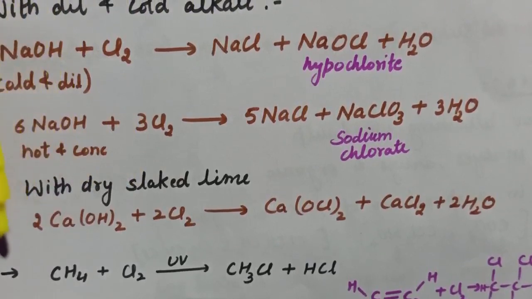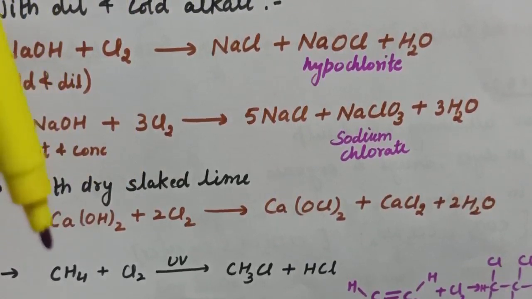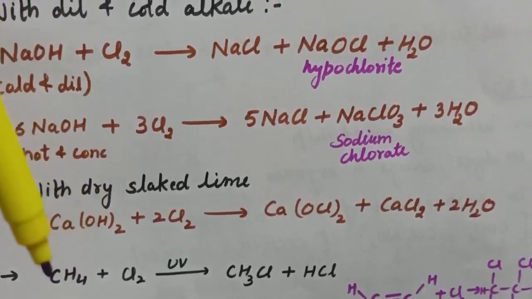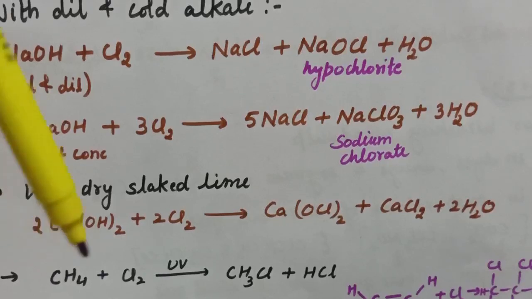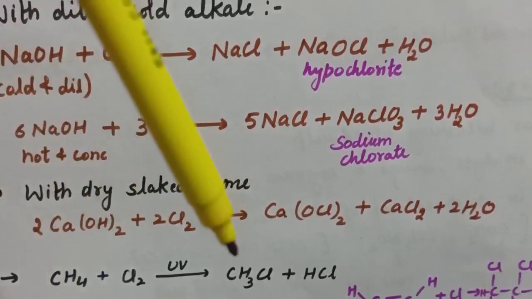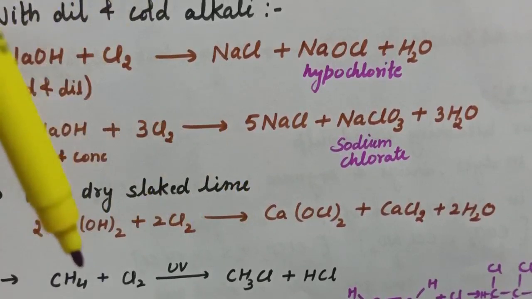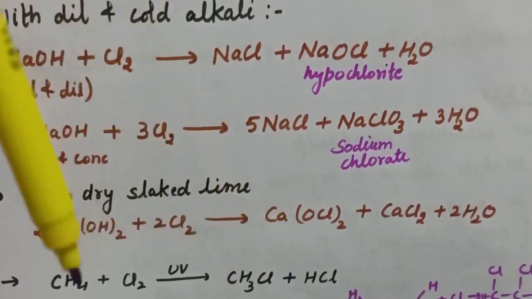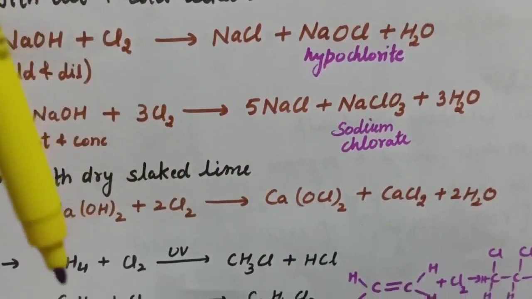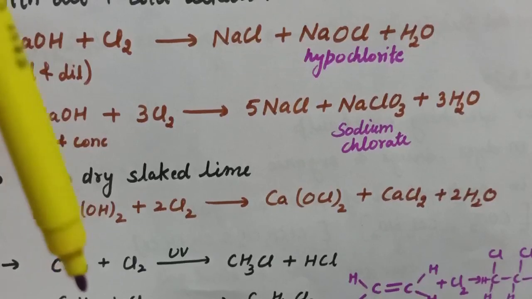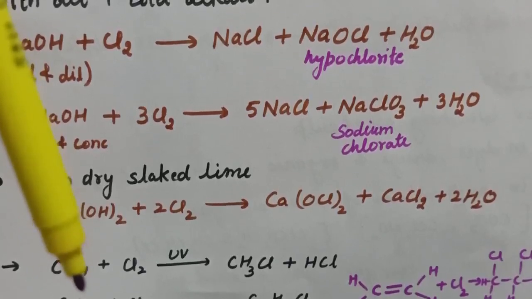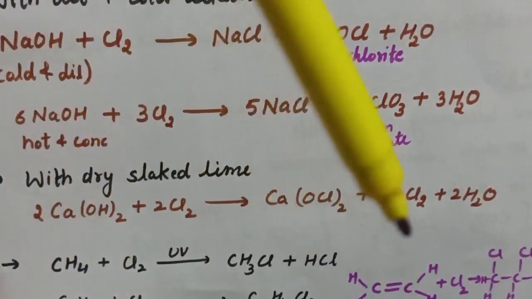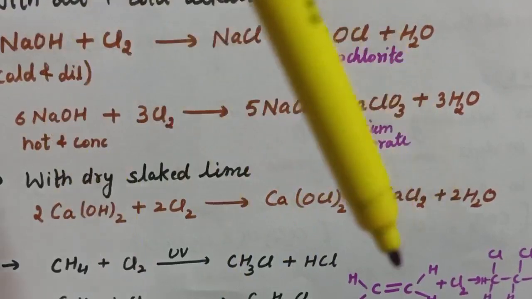Next property is chlorine also reacts with hydrocarbons. In the case of a saturated hydrocarbon, that is CH4, when we treat it with chlorine, we get a substituted product, that is, one of the hydrogens is replaced by chlorine and methyl chloride is formed. Whereas if we take an unsaturated hydrocarbon C2H4, that is ethene, and treat it with chlorine, we get an addition product, and this chlorine will add across the double bond.